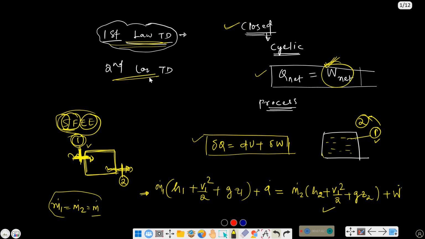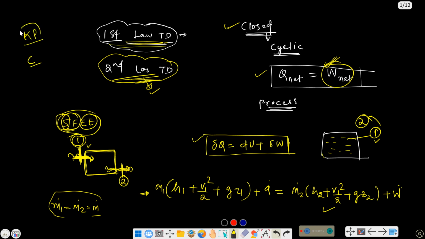But the second law is saying about the quality of energy, right? So what is the degradation of energy? We have already discussed all these things in the second law of thermodynamics. It shows the direction of energy transfer, in which direction energy can be transferred. There were two statements: one was your Kelvin Planck statement, another one is your Clausius statement.